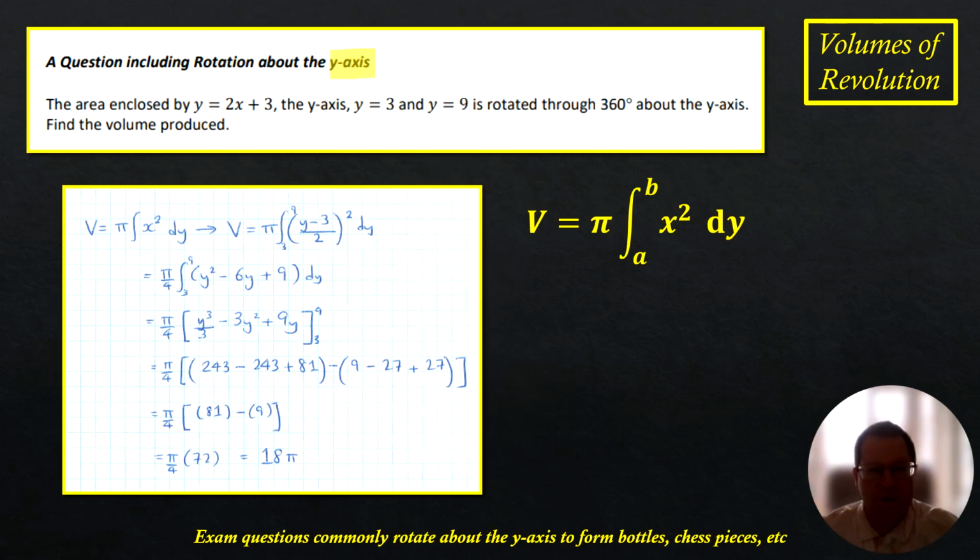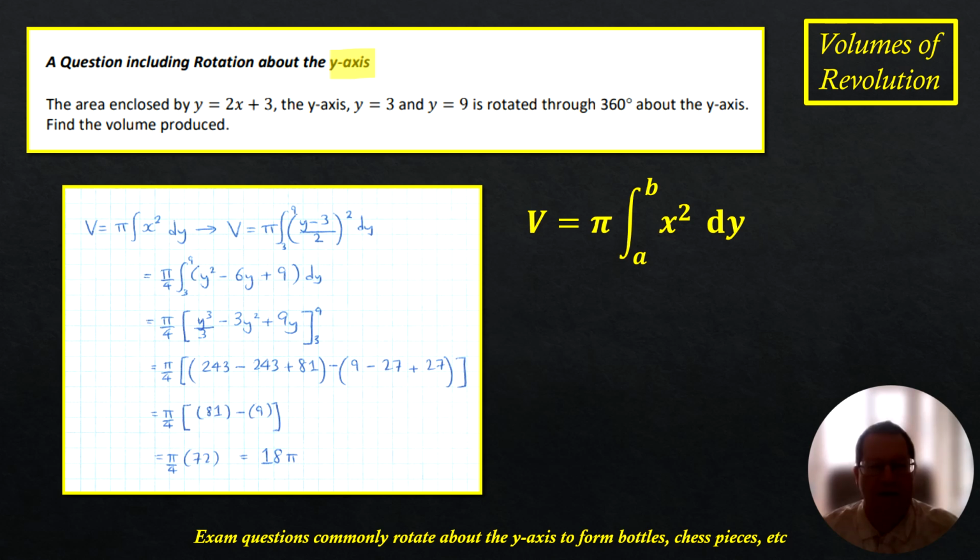This question is about rotation around the y-axis, which, to be fair, is the same as many exam questions where often you're forming bottles or vases or chess pieces. So the y-axis is a very common axis to rotate around. Anyway, we need to use this formula, adapted, V equals pi times the integral of x squared dy. But notice that we've been given y equals 2x plus 3, and we need to make x the subject. So if we take away 3 and divide by 2, then x is equal to (y minus 3) over 2.